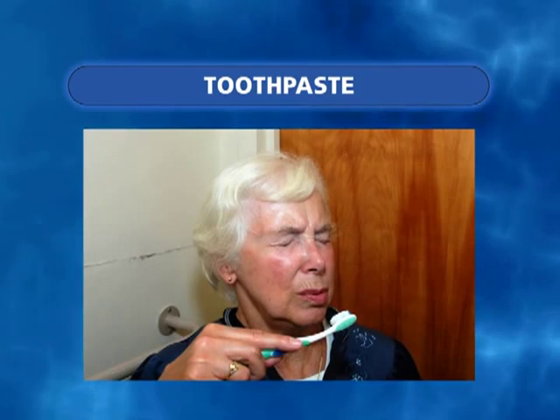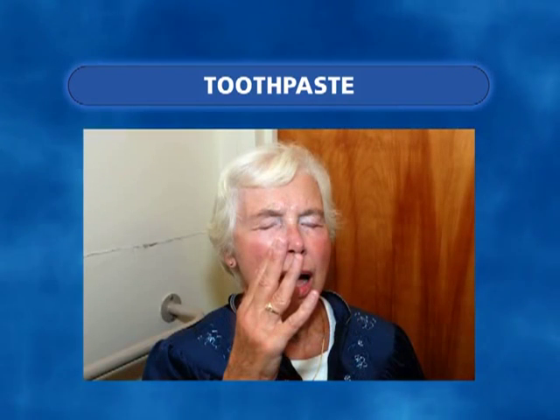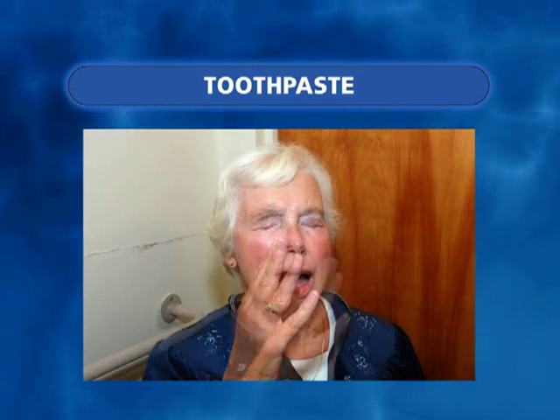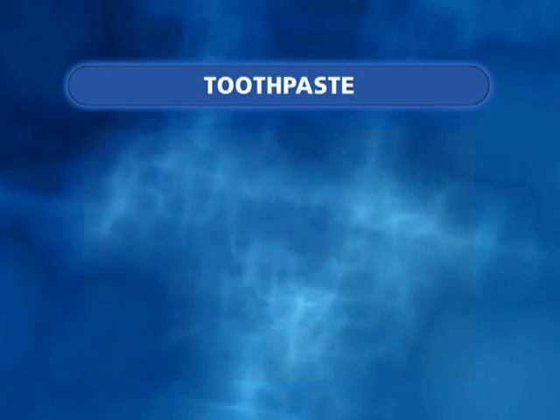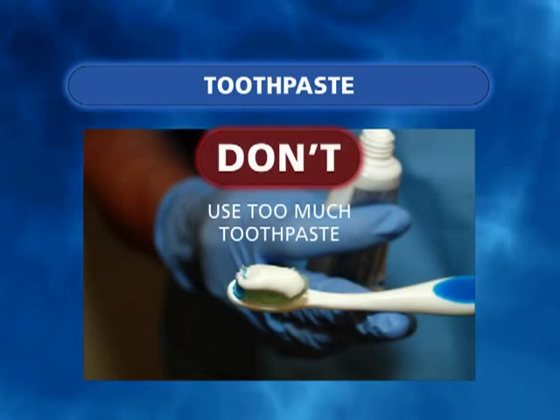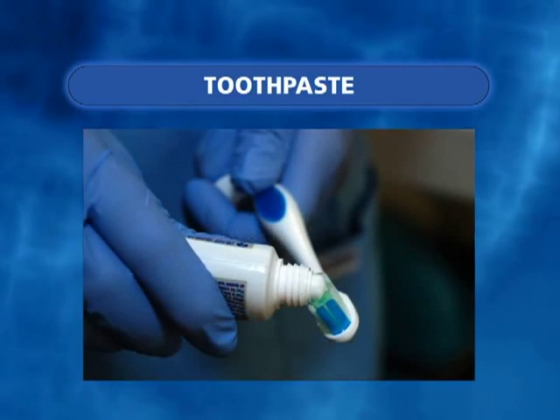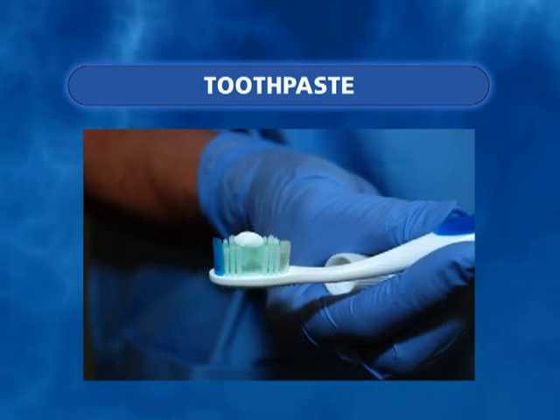Sometimes toothpaste can cause a burning sensation on the oral tissues. If a resident complains of burning mouth, you may consider changing the brand or type of toothpaste being used. Using too much toothpaste can cause choking or gagging. When toothpaste is used, only a pea-size amount should be applied to the toothbrush.